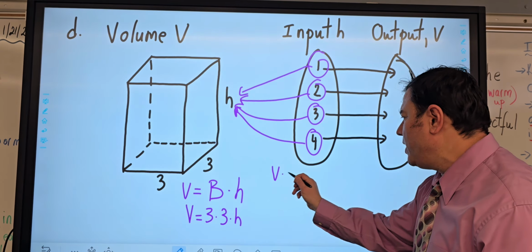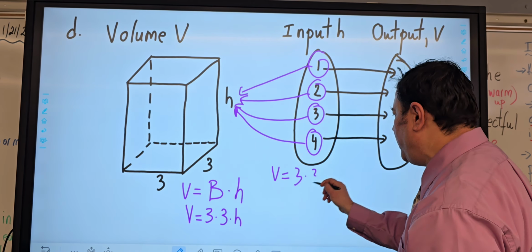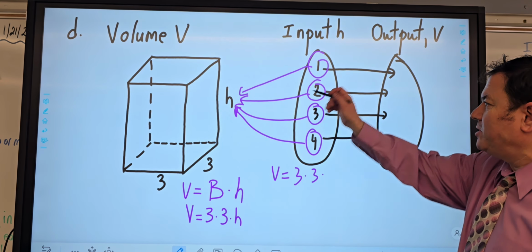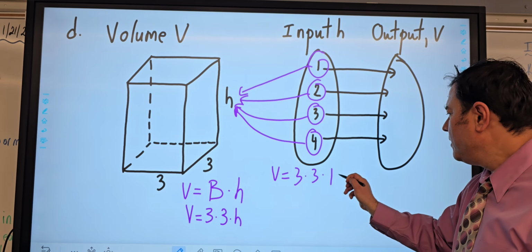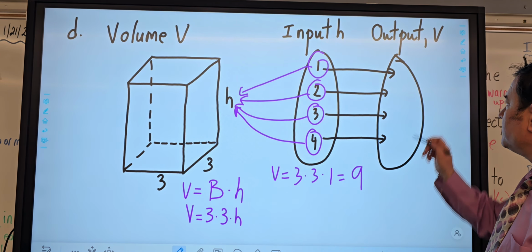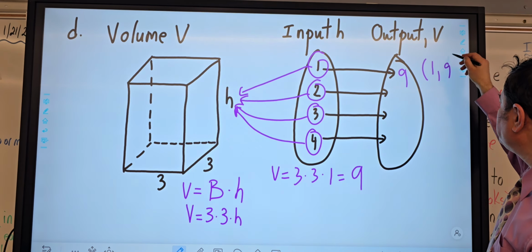So let's use the formula. So we have v equals 3 times 3, right? And the first value is going to be 1 for h. So let's substitute h with 1. And here we get 3 times 3 times 1, we get 9. So the output is 9. So we have 1, comma 9.